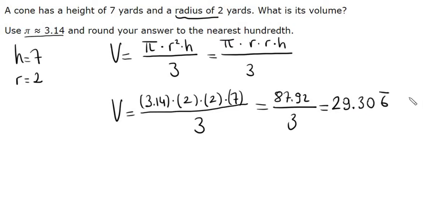29.306 keeps going on forever. But it says round your answer to the nearest hundredth. So this is the nearest hundredth place. This is the hundredth place, so I'm going to look at the next number. If the next number is greater than 5, I'm going to round this number up. As you can see, it is 6. So 29.31 is going to be the answer.